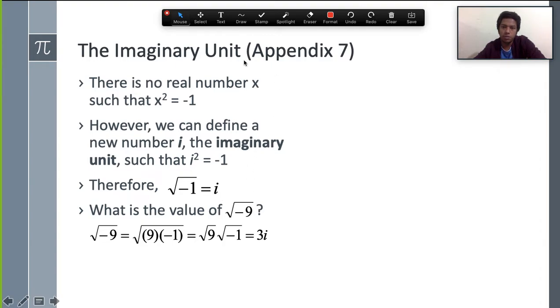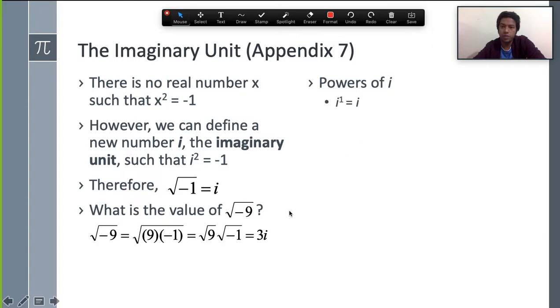Now see this kind of root of -9, we can separate it into root of -1 and root of 9. Then root of -1 equals i, so we can write 3i here. That means the square root of -9 equals 3i. But previously we used to say this is not defined. This is defined only if we introduce the imaginary unit. That is what is called the imaginary unit.